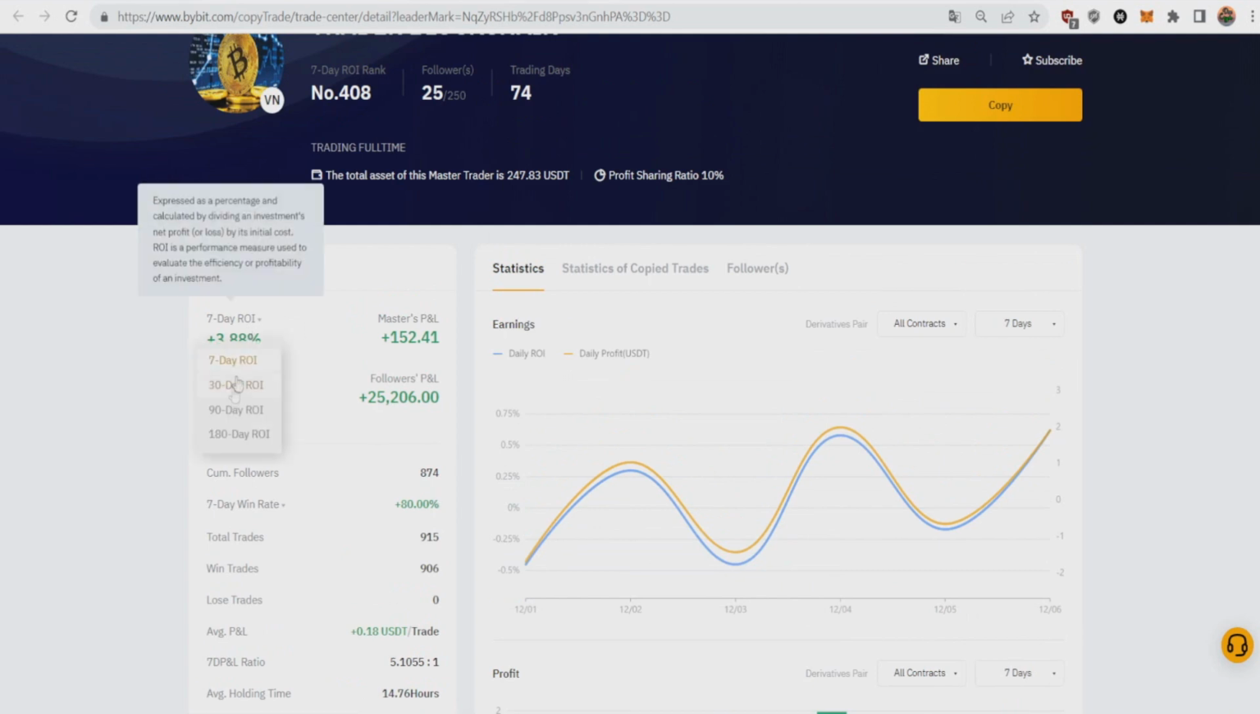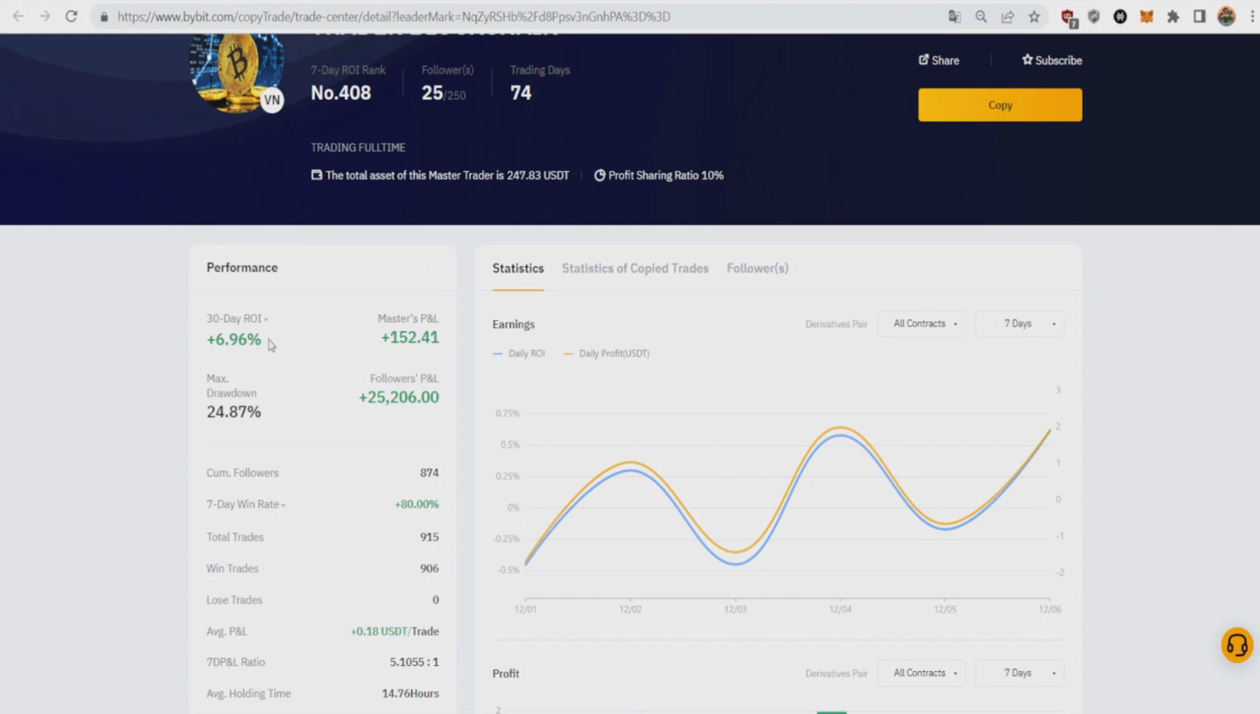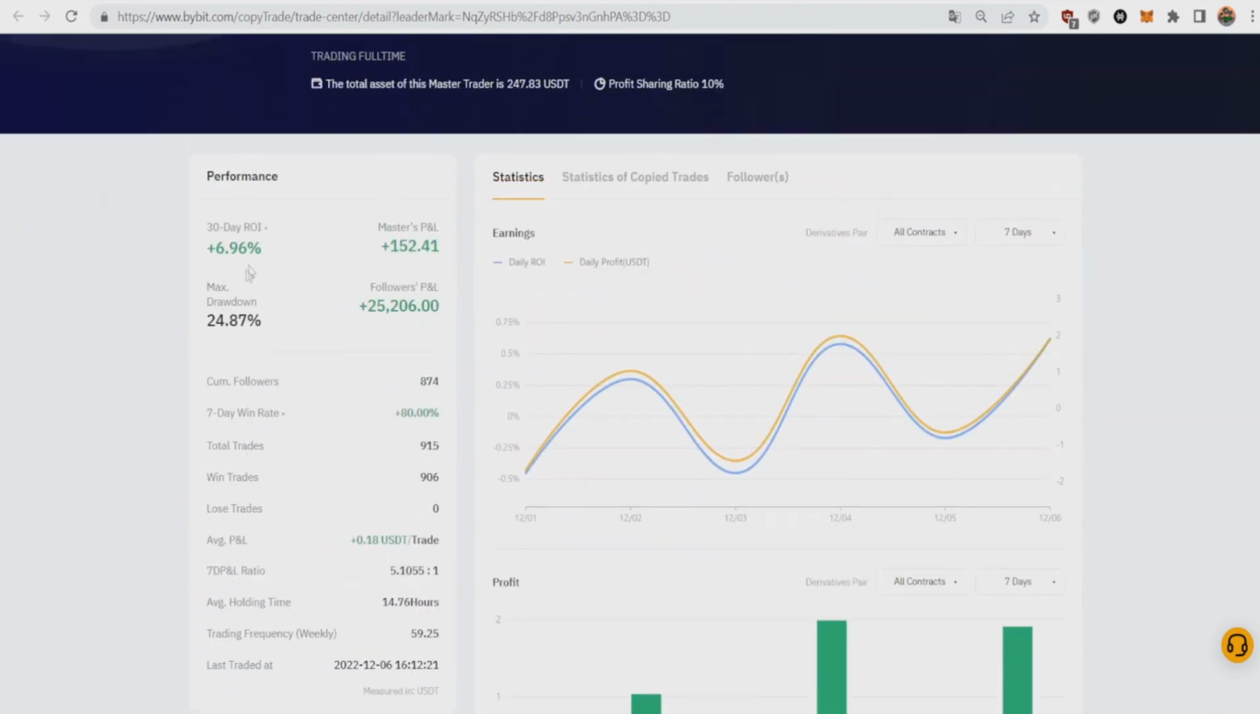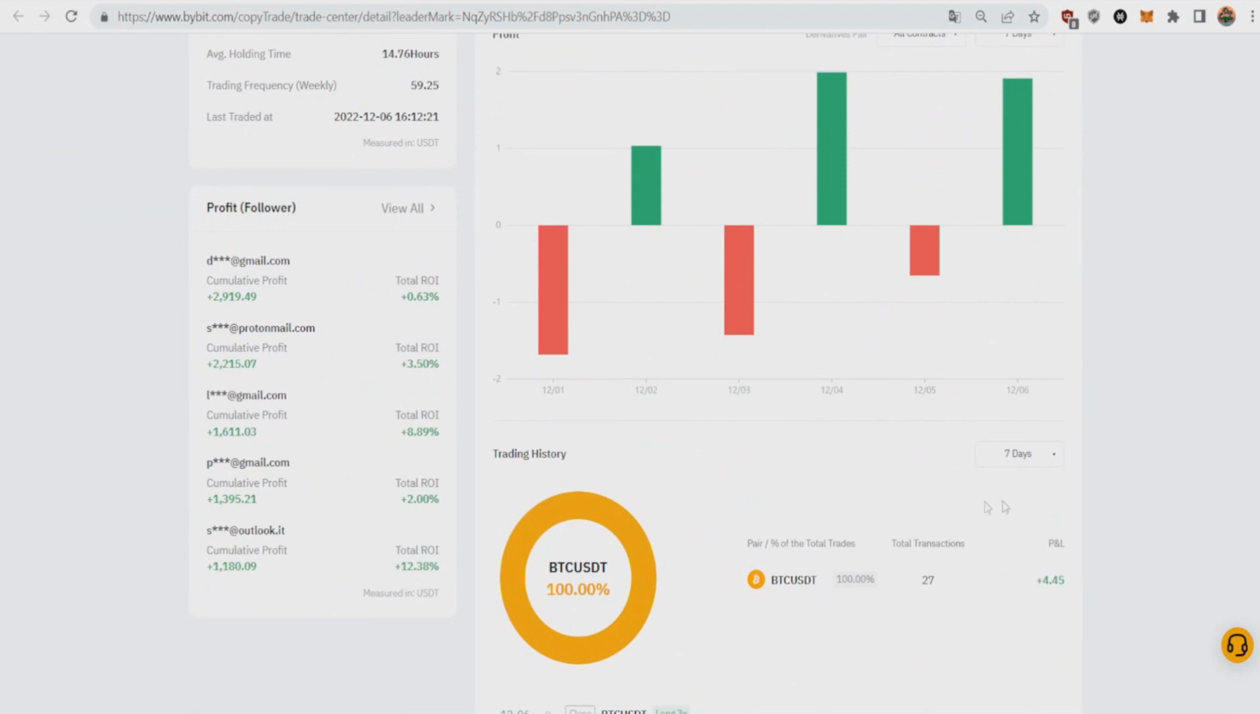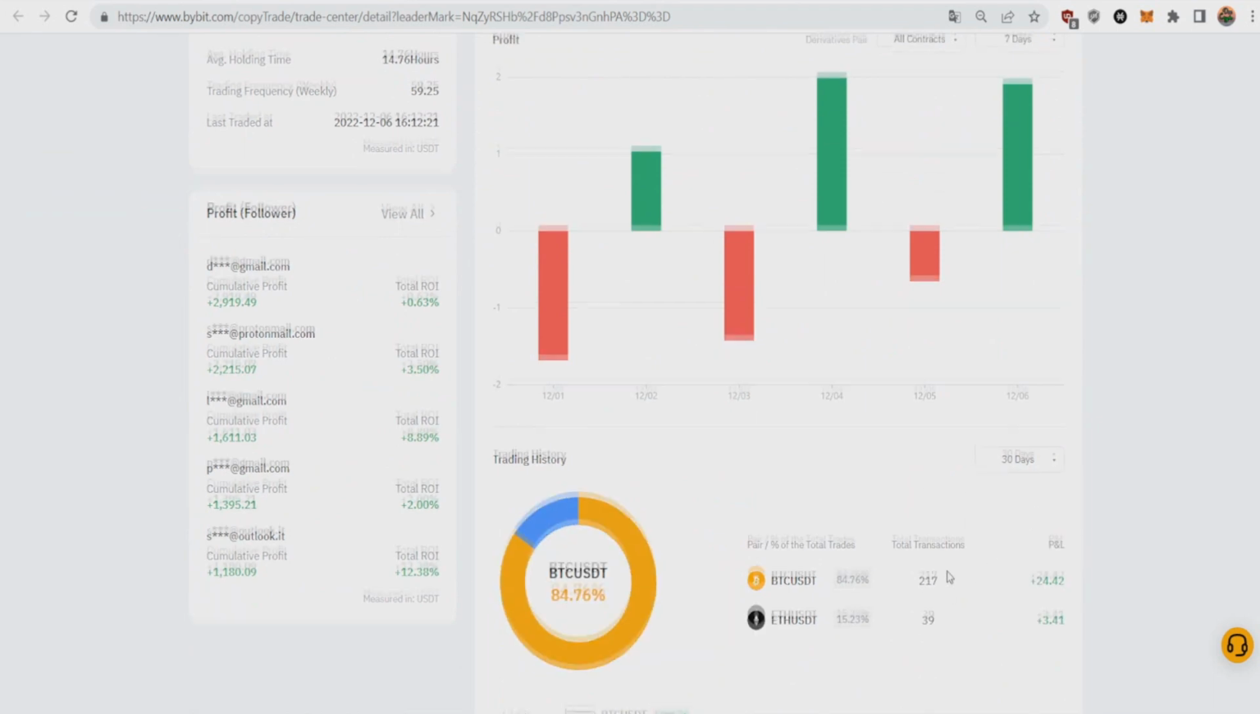In the last 30 days, guys, he made 7% profit, and this is insane because it's not only 7%, it's also 7% on every trade he did of 250 trades.